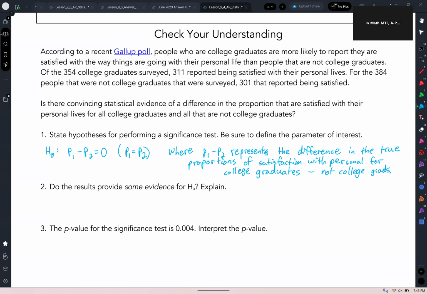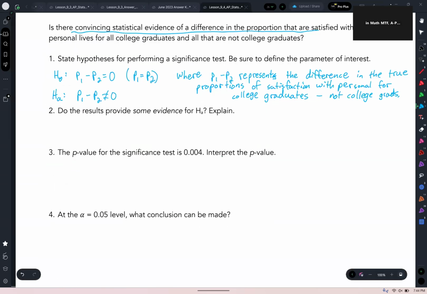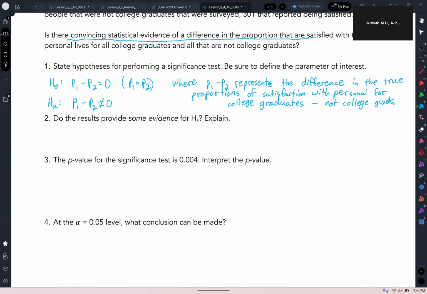All right, so what we want is there convincing statistical evidence of just a difference? So it's not necessarily greater or less. This specifically would be an alternative hypothesis that P1 minus P2 is not equal to 0. Remember, this turns into that two-way test or two-tail test where you have to look at both sides. And you just end up doubling the area for one of the tails to get the two-tail probability.